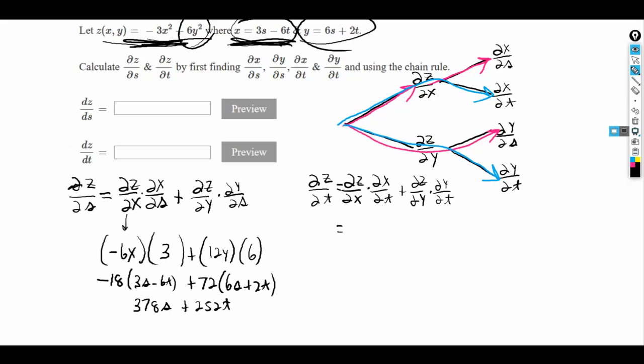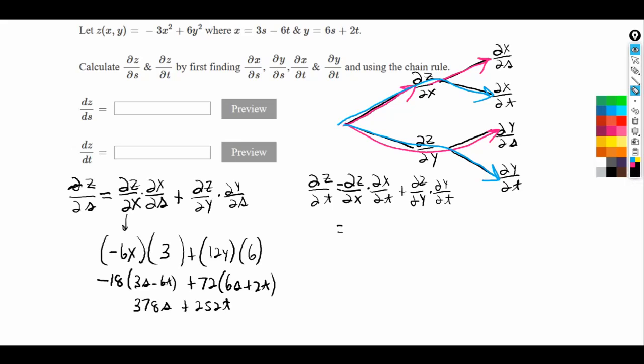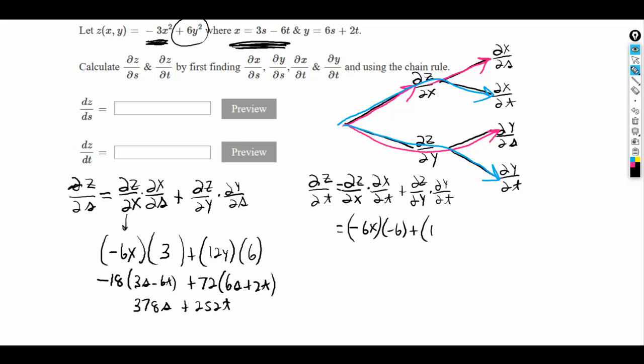And so going back through our derivatives, we've got here the derivative of z with respect to x, which we've already done, is negative 6x. The partial of x with respect to t is negative 6. The partial of z with respect to y, we've already done, and the partial of y with respect to t.